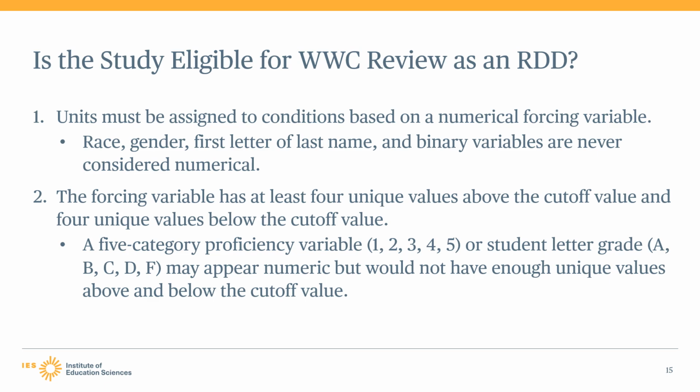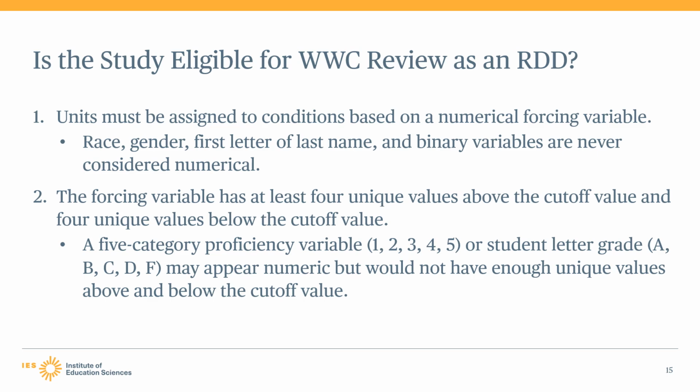Conversely, race, gender, first letter of the last name, or binary variables never would meet this requirement because they are not numerical forcing variables with a unique ordering of values from low to high. In some instances, RDD studies may use multiple forcing variables or multiple cutoffs to assign participants to conditions.